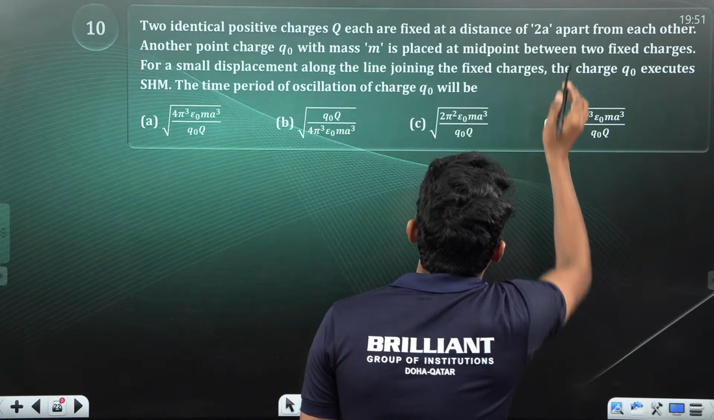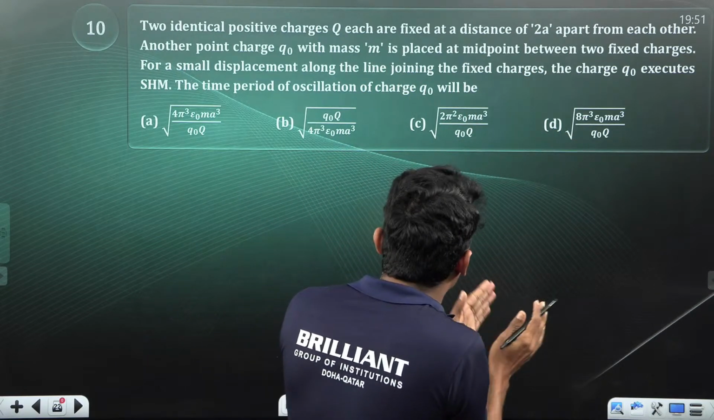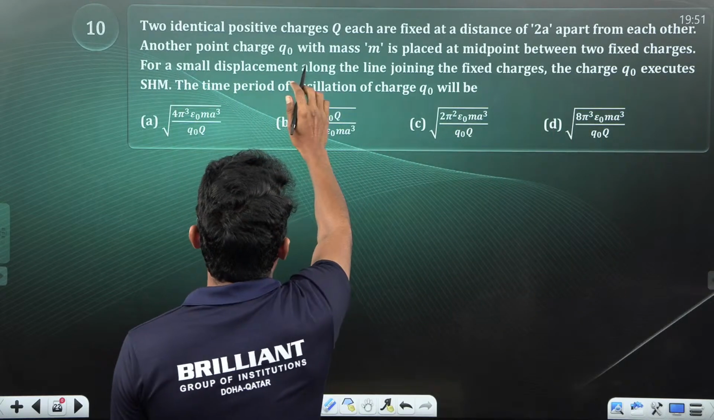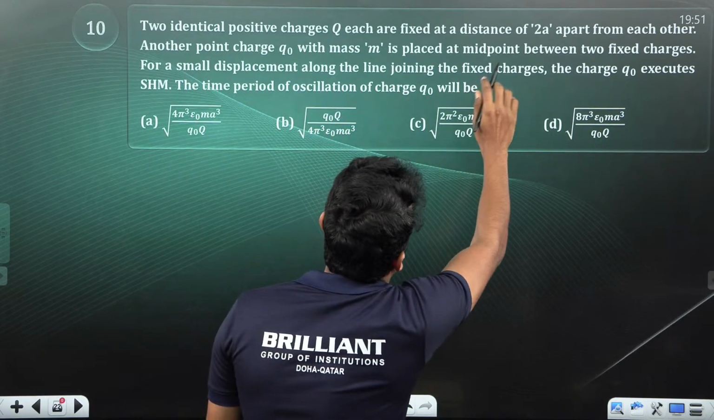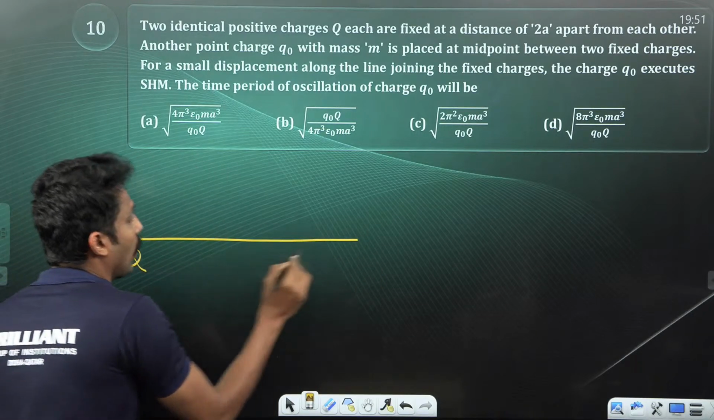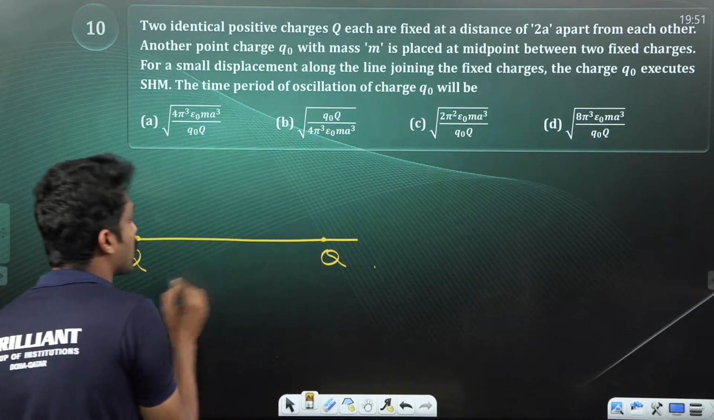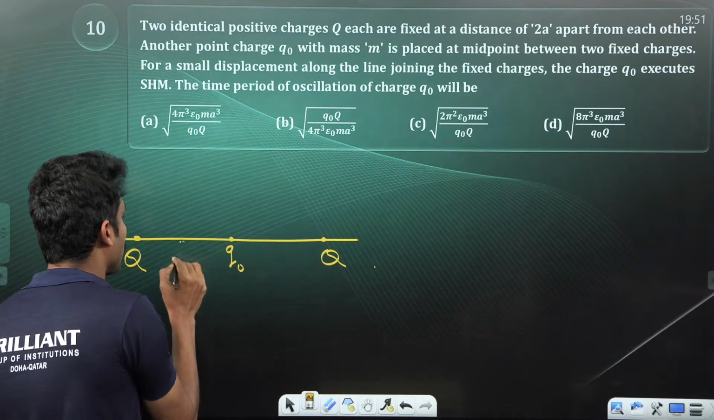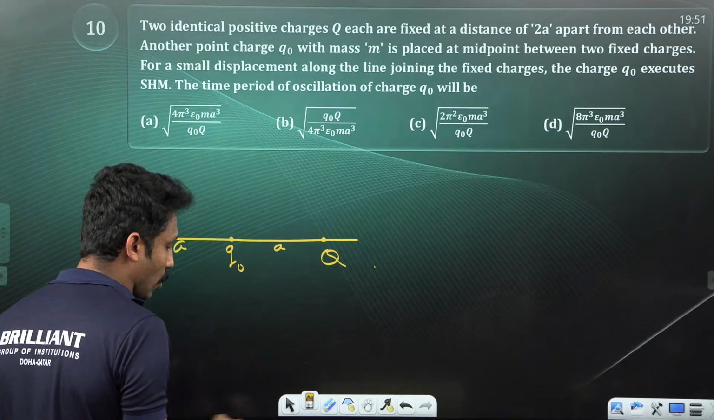at a distance 2a. Two positive charges fixed at a distance 2a apart from each other. Another point charge Q0 with mass m is placed at the midpoint. Here, taking two charges Q separated by a distance 2a, at the midpoint another charge Q0 is placed. This distance is a, this distance is also a.